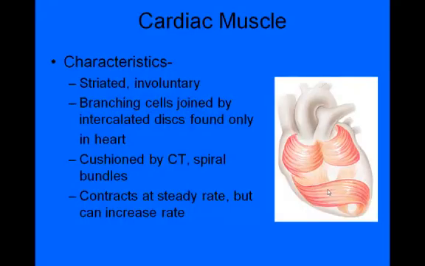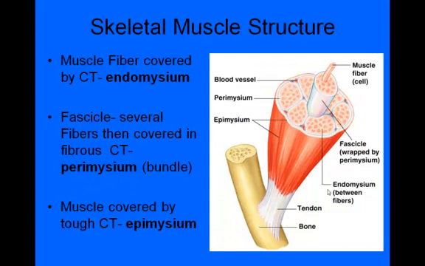Cardiac muscle is striated, so the stripes are back, and it's involuntary. Again, meaning you don't have to actively think about it because we don't think about our heart beating. It does it all on its own. Now here you have branching cells that are joined by intercalated discs found only in the heart. It's cushioned by connective tissue and arranged in spiral bundles. It contracts at a steady rate, but can increase the rate. Now, you'll talk more about cardiac muscle when you get into the heart chapter.